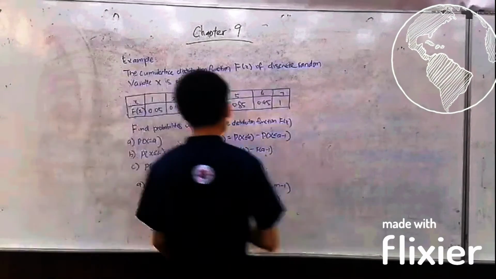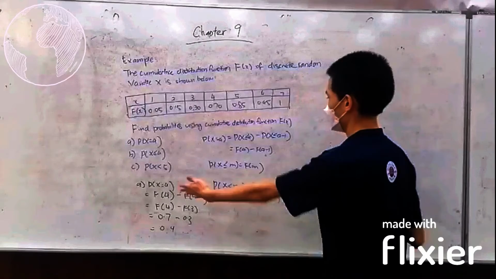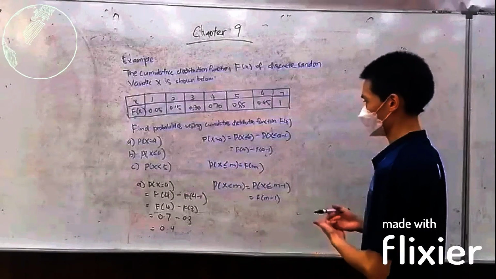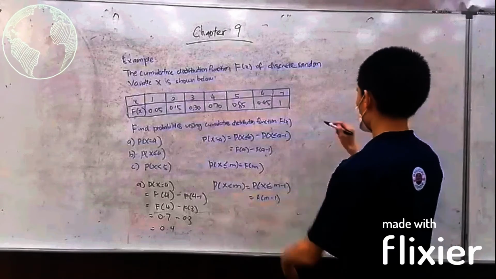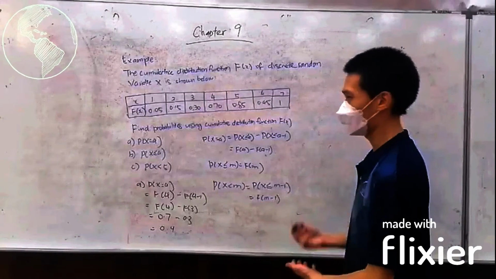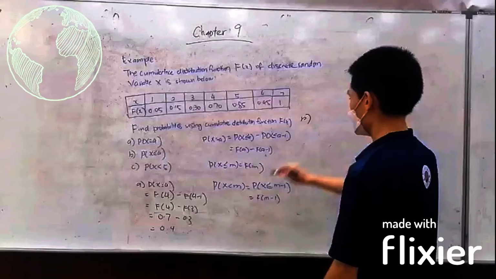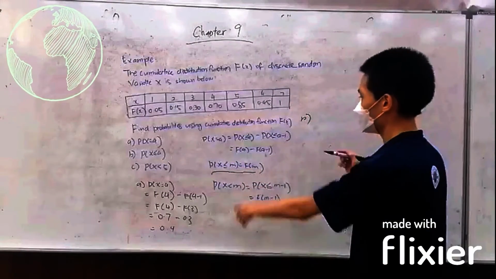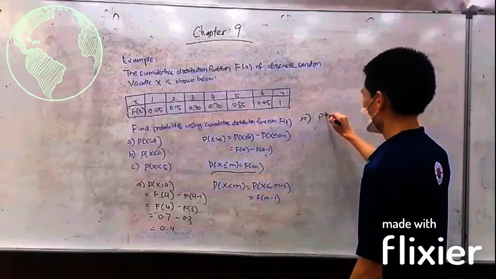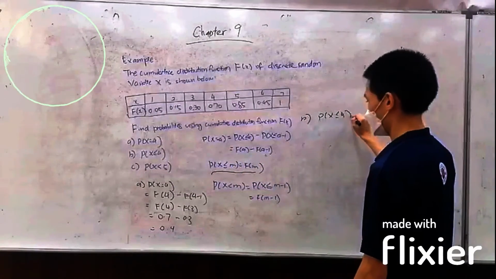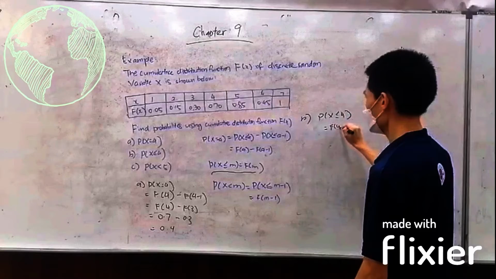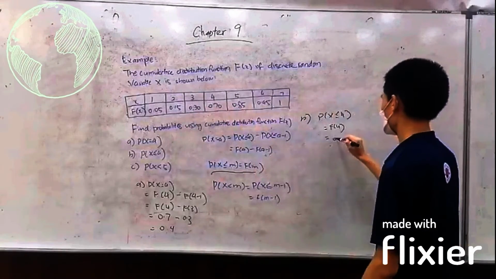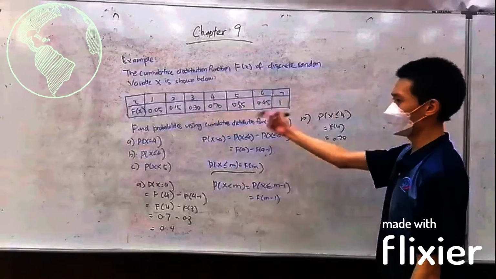Okay, so we proceed to B. B asks you for the probability X ≤ 4. So we use the definition of the cumulative distribution function, whereby P(X ≤ m) equals F(m). Relating it to B, P(X ≤ 4) equals the cumulative function for 4, so definitely we can find it from the table. It's 0.7. You can just read it directly from the table.